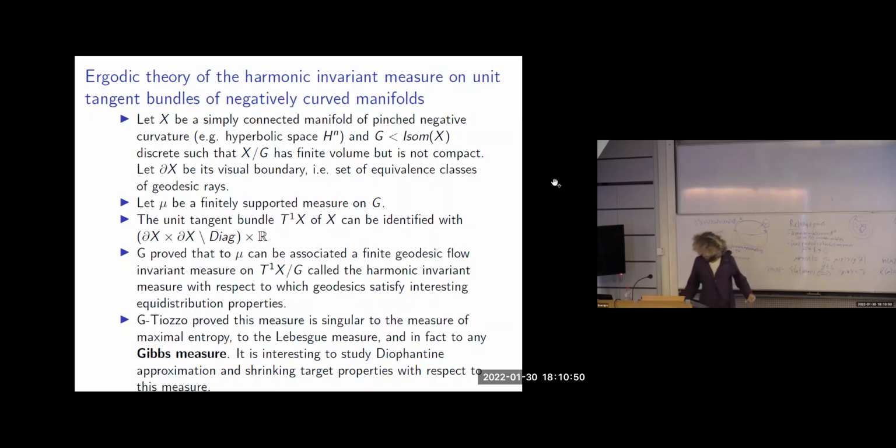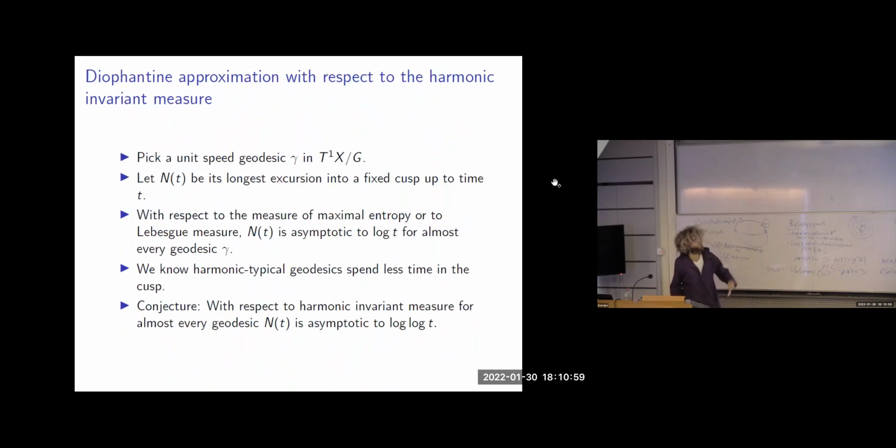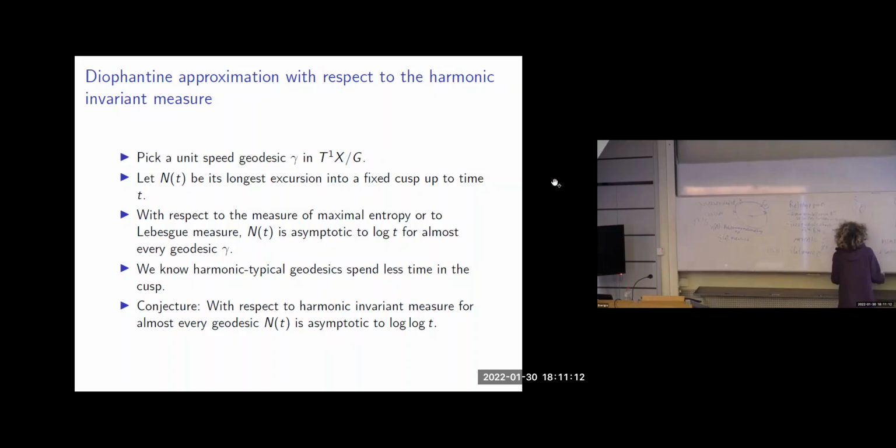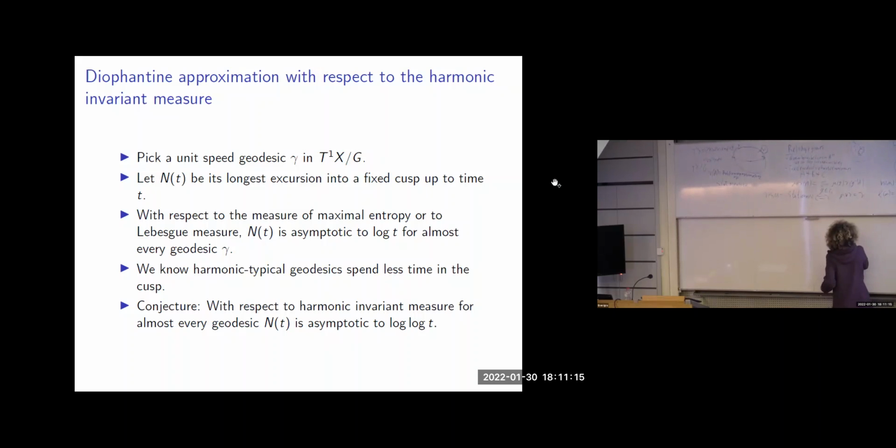Okay, so it's interesting, at least to me, to study the Diophantine approximation-type properties with respect to this measure that have been studied with respect to other measures. So what do I mean? Maybe you have a finite volume negatively curved manifold, and it's not co-compact, so it has a cusp, so it looks something like this. And okay, you have this measure on it that I'm interested in, a geodesic flow invariant measure on this unit tangent bundle.